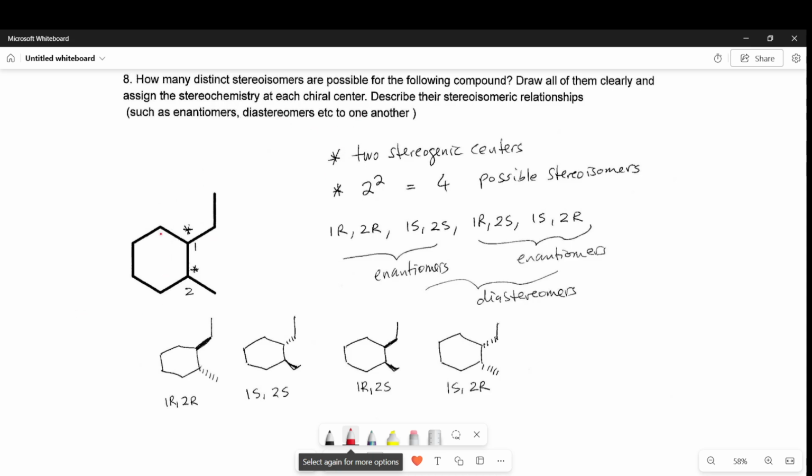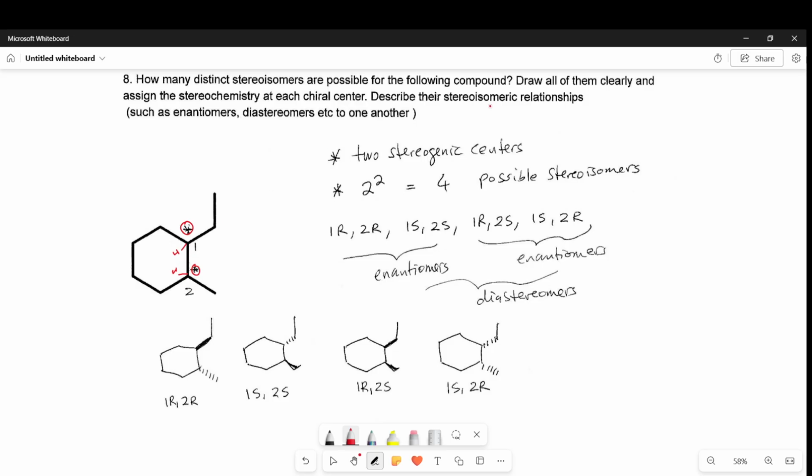So first, this cannot be a stereogenic center because it has 2 hydrogens on it. This cannot be, this cannot. But here you have this carbon, carbon number 2, has 4 different groups attached to it. This is one group, this is the second group, this is the third, and there is 1 hydrogen there. So you have hydrogen also on this. So these are the 2 stereogenic centers, on carbon number 1 and carbon number 2.